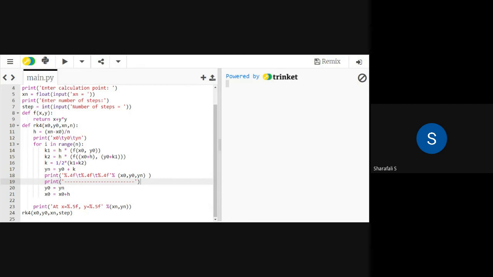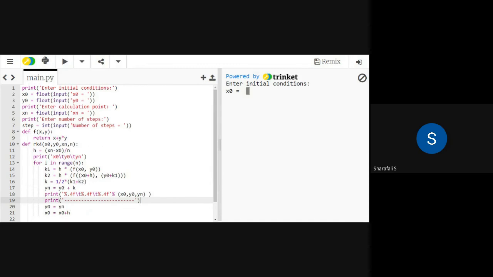Now if you run this program, it will first ask for the initial conditions. This print instruction will be displayed on the screen; you can see it here under initial conditions. Then it will ask what is x0. This is a float input that I have to provide here. If I take the previous example, I have to provide x0 as 0.